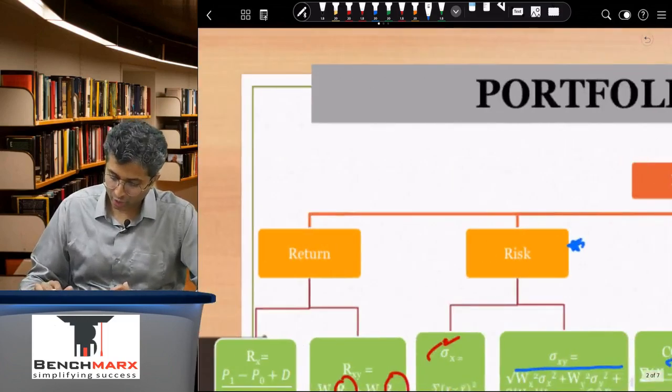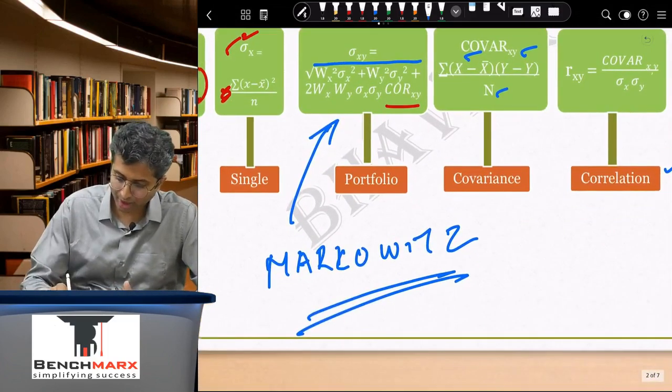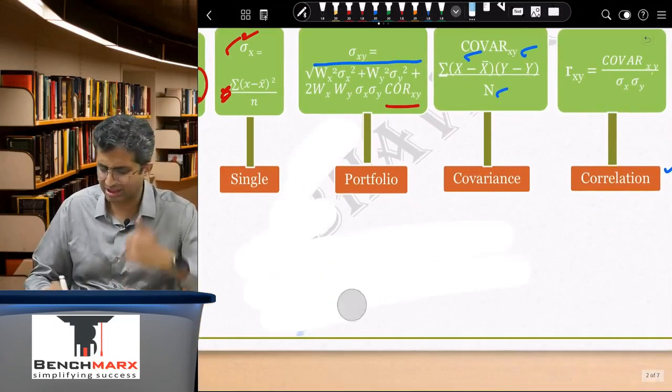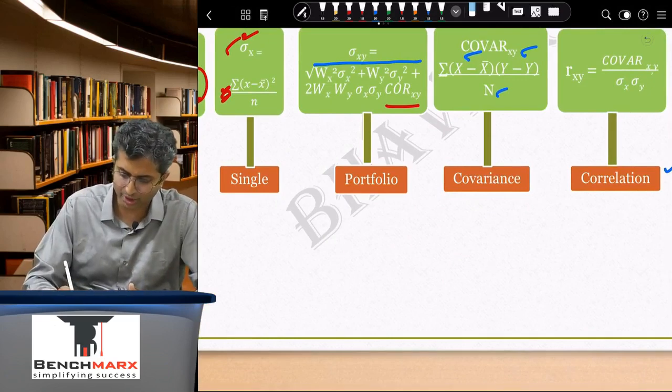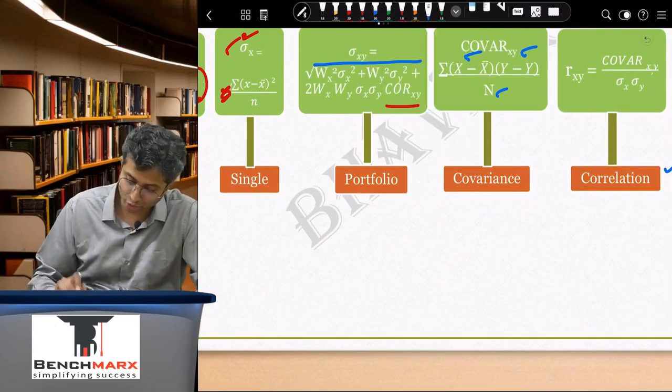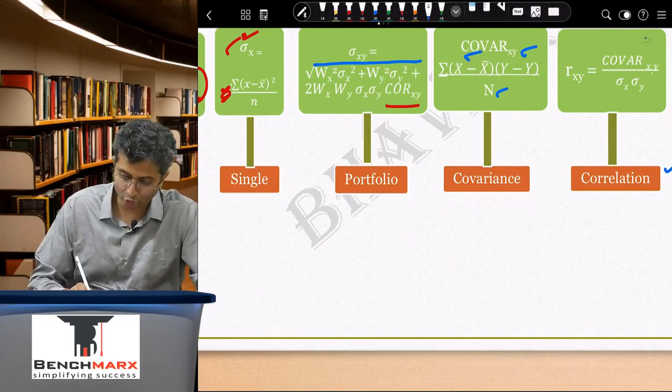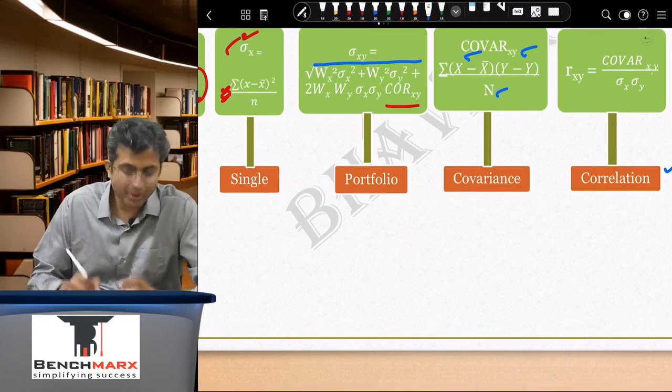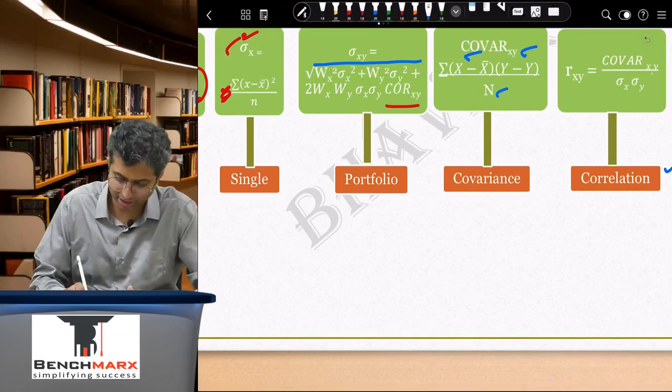Also, for calculating portfolio risk, there is one method which is done in almost every question, which is the Markowitz method. There is also another method to calculate portfolio total risk, which is the systematic plus unsystematic risk. This is also called the Sharpe index model.